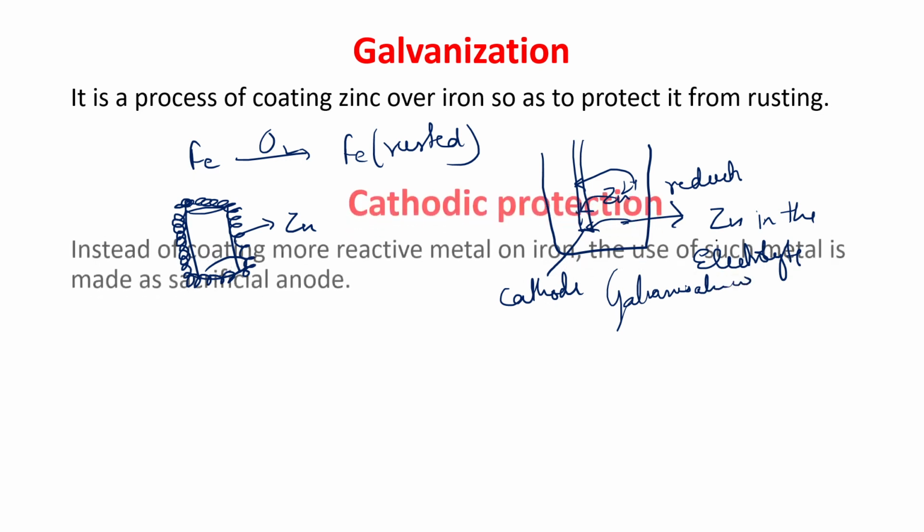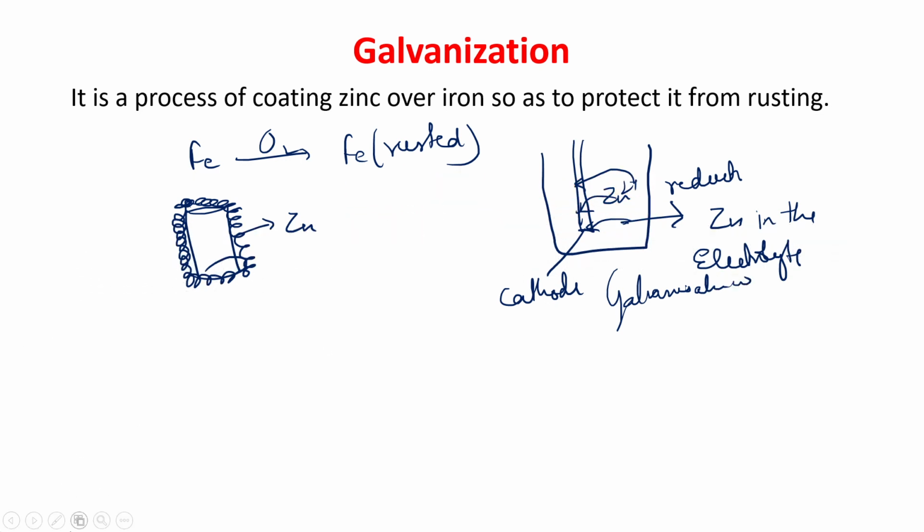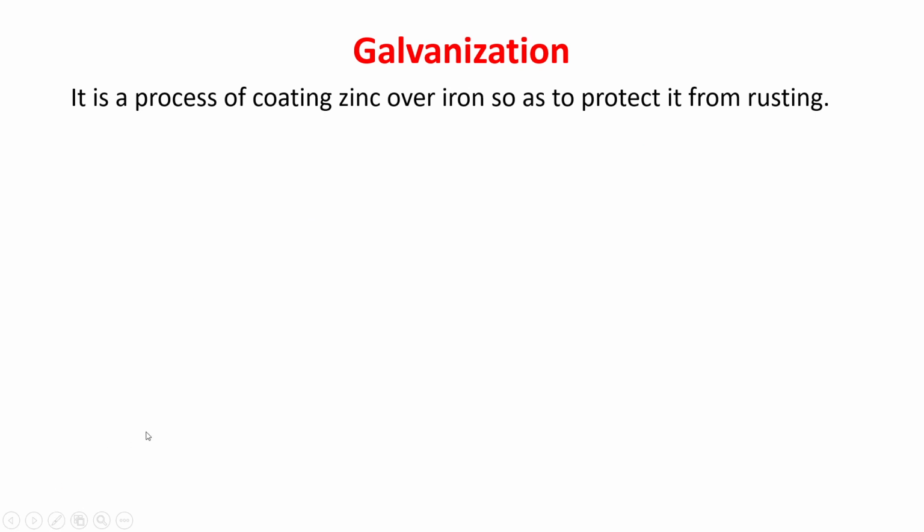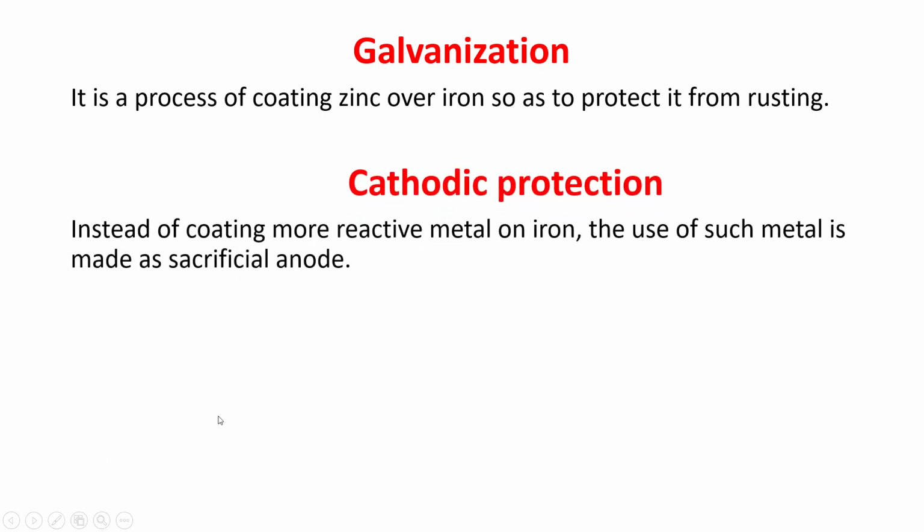Okay, coming to cathodic protection. Instead of coating a more reactive metal on iron, such a metal is used as a sacrificial anode.